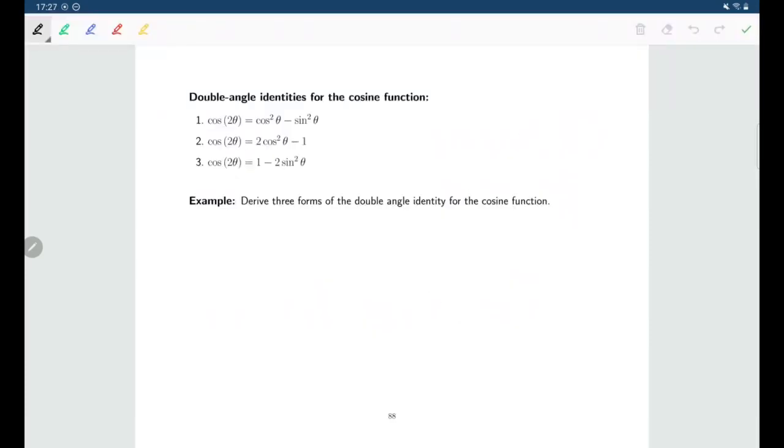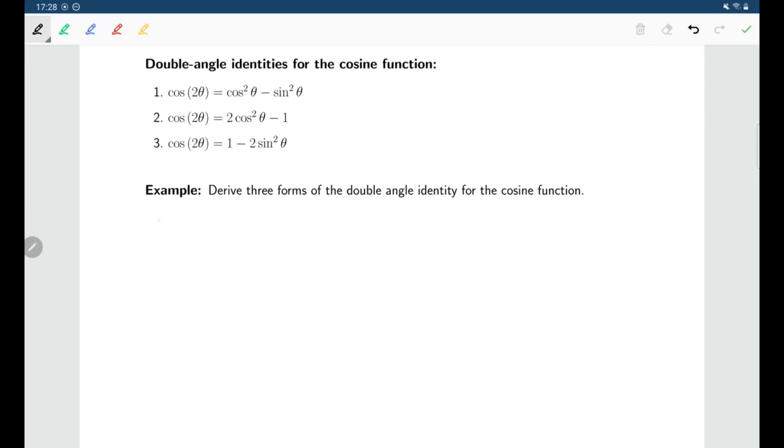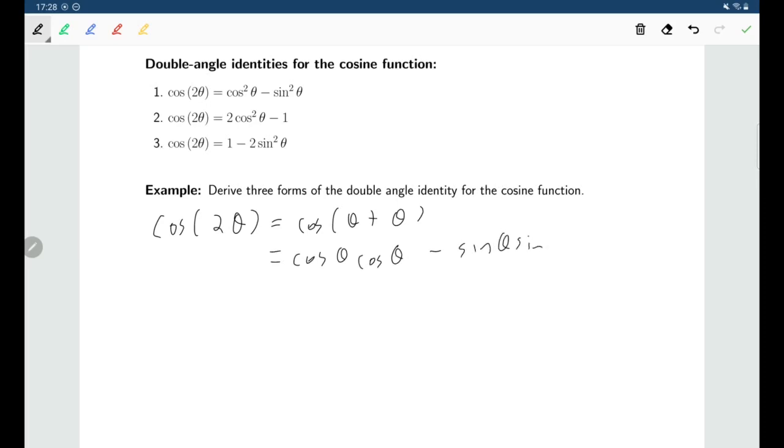We've also got double angle identities for cosine. Unlike the sine function where there was only one, there's three different versions of the double angle identities for cosine. The first one comes directly from the angle sum formula for cosine. If you're looking for cosine of 2 theta, that's the same thing as cosine of theta plus theta, which is cosine of the first angle, cosine of the second angle, minus sine of the first angle times sine of the second angle, which gives us cosine squared minus sine squared.